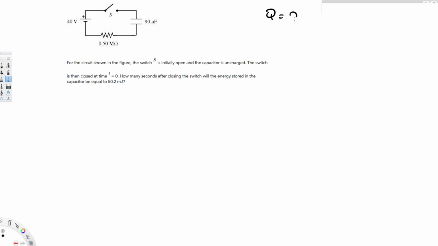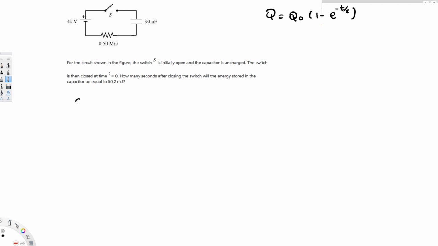Q is equal to Q naught times 1 minus e to the power minus t over the time constant. So this is the equation we have to use. Let's see whether we have all the values. First of all, we need Q naught, the maximum charge of the capacitor. It's not provided, so we have to find that. Q also we have to find, and then the time constant also. Let's do this one by one.